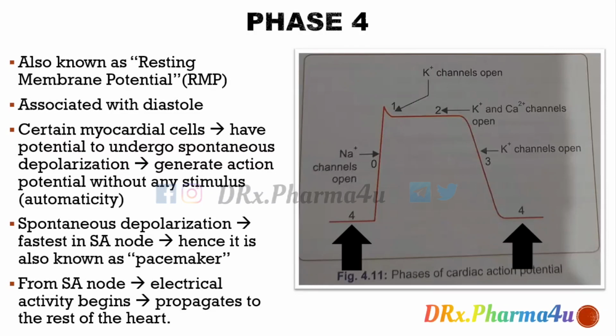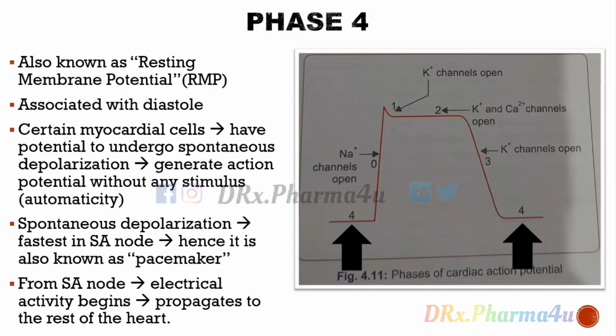So spontaneous depolarization, always remember the meaning of spontaneous: something that happens on its own without any encouragement from outside. If you are doing something on your own without anybody telling you to do it, it is spontaneous. So spontaneous depolarization is the fastest in the sinoatrial node, and hence it is also known as the pacemaker. So I hope you know what a pacemaker is. An artificial pacemaker is also implanted in patients due to this reason.